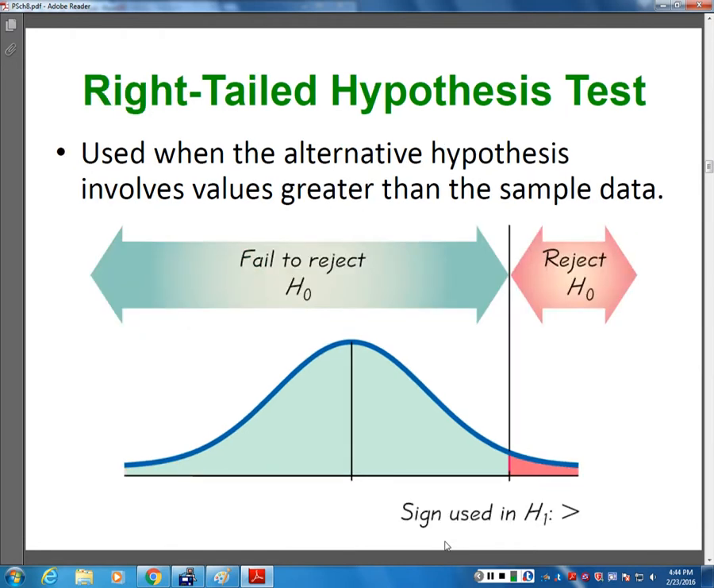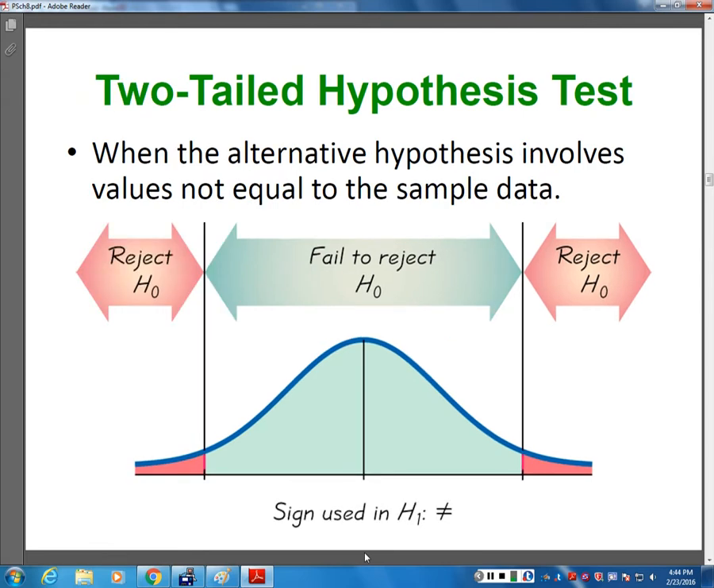A right-tailed hypothesis test is the mirror of that. It's used when the alternative hypothesis involves values greater than the sample data. In that case, we're using the right tail, and if the probability of the sample data occurring under the null hypothesis is within the tail, the right tail, then we reject the null. Otherwise, we fail to reject the null. The sign used in H sub 1 is greater than in that case.